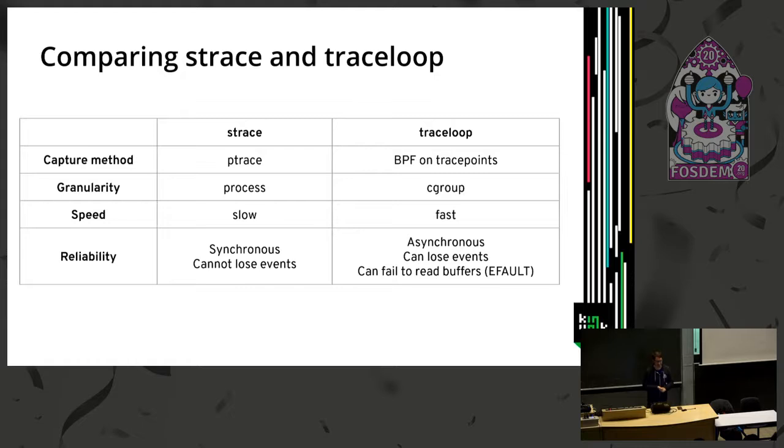And finally, Strace is reliable. It's synchronous, so you cannot lose events. All the system calls that are done by your application will be printed by the Strace command. It will not forget some. Traceloop is not like that. It's possible that some events are lost because it uses a ring buffer, and if you miss some events, then that happens. And sometimes you might not always get the parameters of the system calls, as opposed to ptrace. Using the method with BPF, in some cases you might not have all the information, but that's still very useful and good enough.